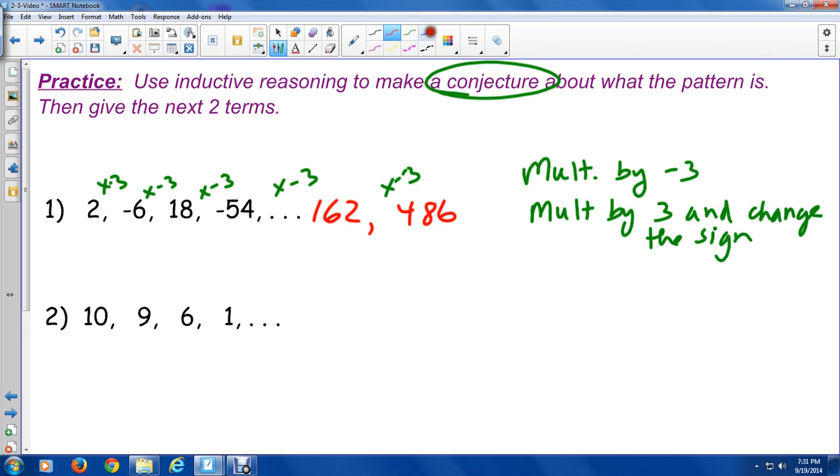Try another pattern. This time I'm decreasing. Two ways to get smaller. We can divide, we can subtract. I'm not seeing any easy way to divide 10 by anything to get anywhere close to 9. So I'm going to say, let's go with subtracting and see what happens. I subtract 1 to get from 10 to 9. I subtract 3 to get from 9 to 6. I subtract 5 to get from 6 to 1.